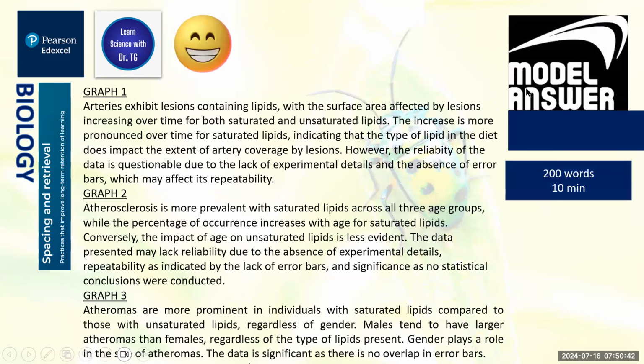This is my model answer for the question, which contains 200 words. Writing 200 words with your analysis takes 10 minutes, so it is a 6 marks question. Usually I recommend students do it last, because it needs time to write, time to think, time to make a good answer. So 10 minutes may be enough for a 6 marks question.